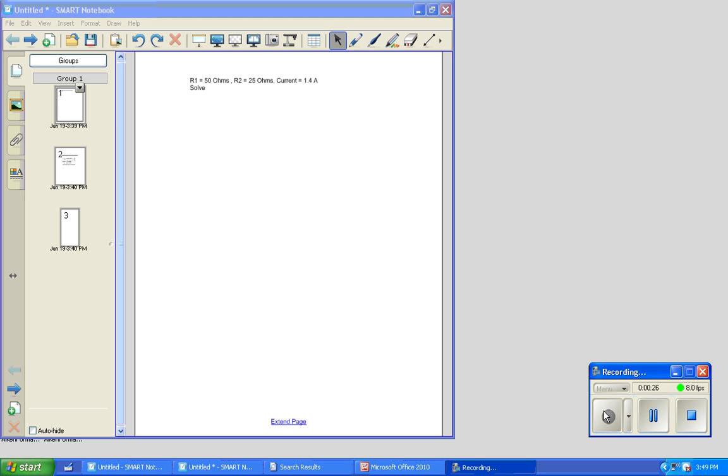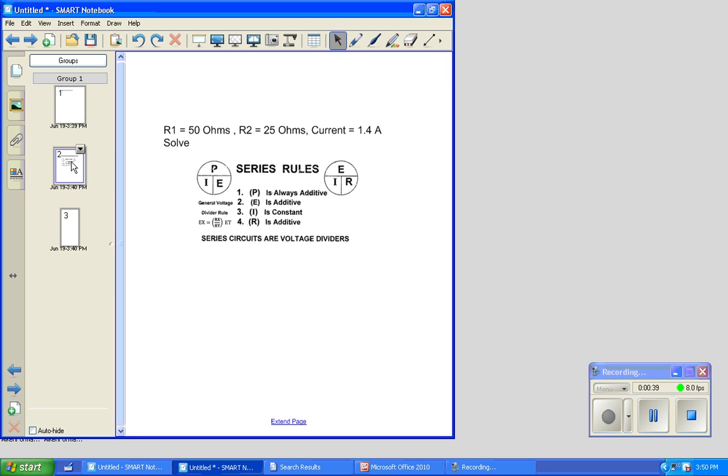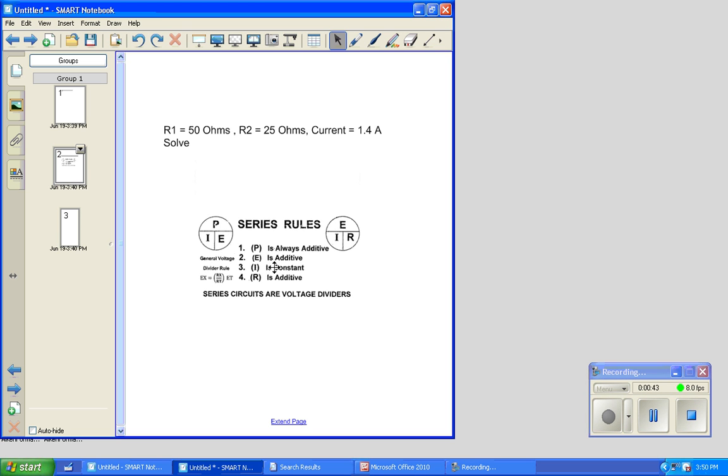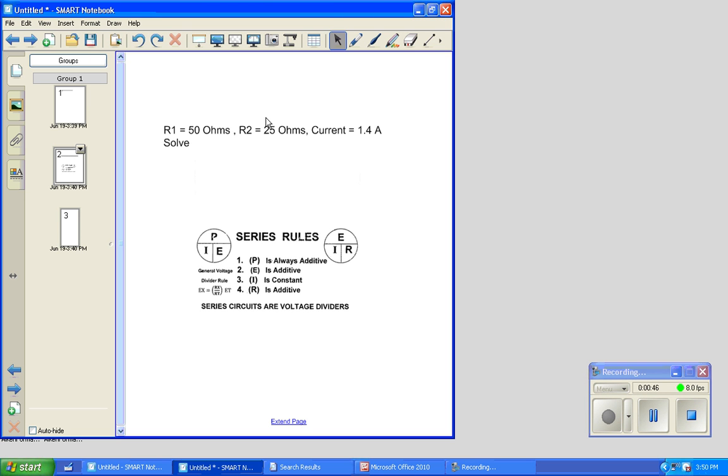Now, the problem only asks you to find the voltage total, right? Well, because this is a voltage divider circuit, we're also going to find the voltage drop across each resistor. If you look at your 3x5 card, you have your series rules right in front of you. This is a series problem, right? Everybody agrees to that? Okay.